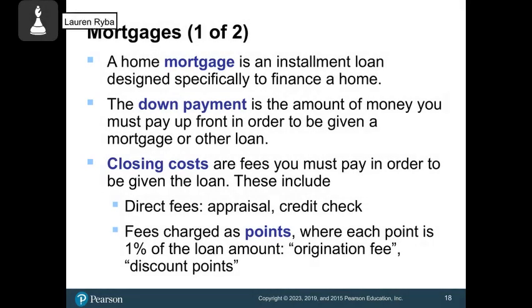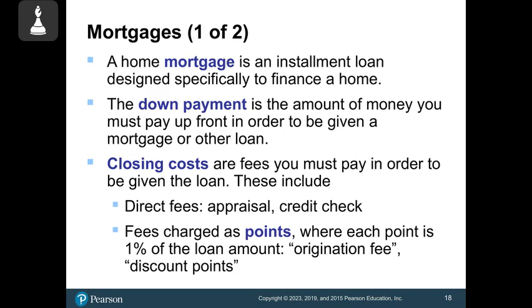When talking about a mortgage, like a home mortgage, it again is an installment loan designed specifically to finance your home. When you purchase a home, usually you have a down payment, and that is the money that you pay upfront outside of the loan. So let's say you want to purchase a house for $200,000. You have $20,000 that you can pay right now. So you pay that, and then you get a loan for the remaining balance, say $180,000.